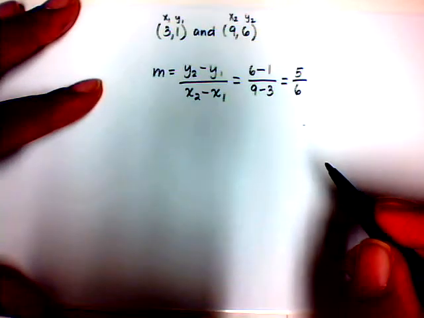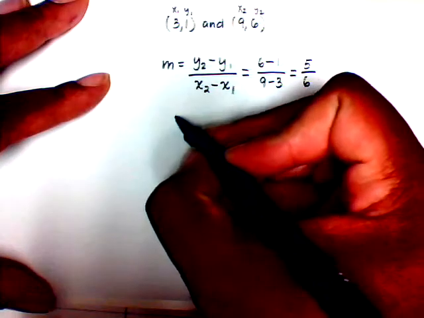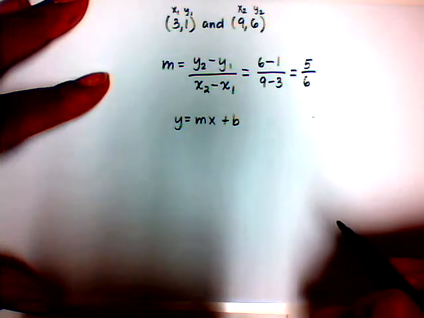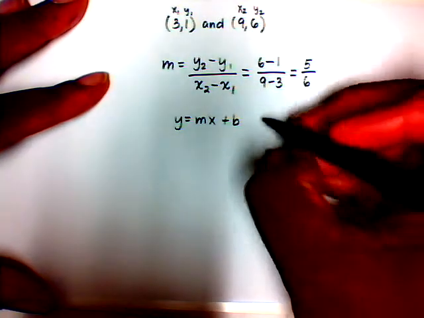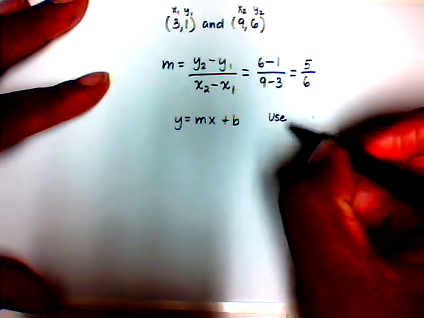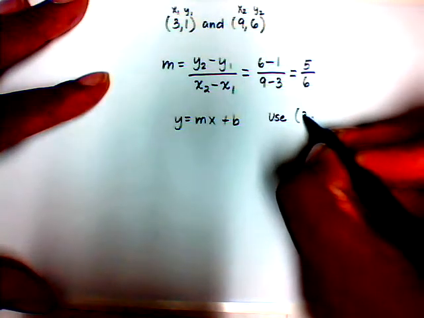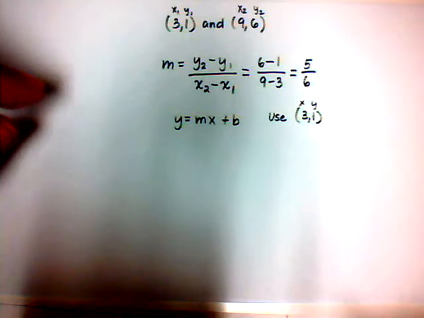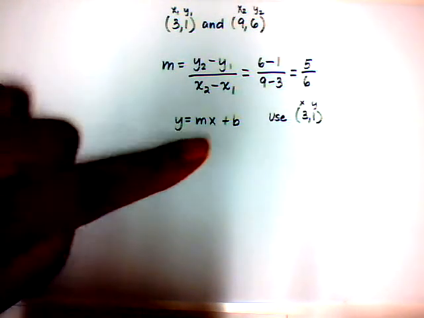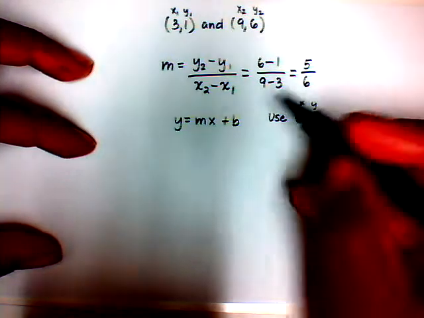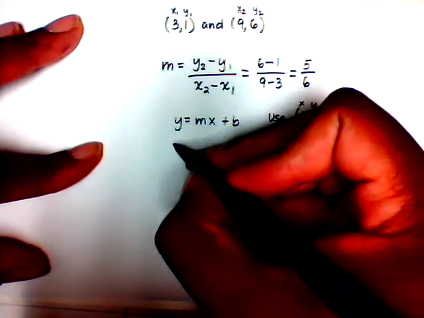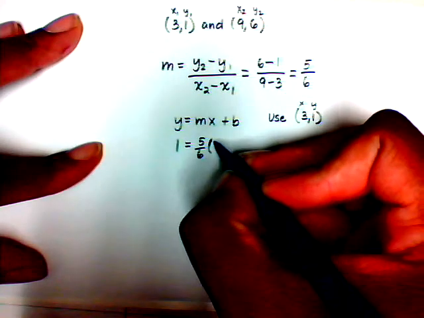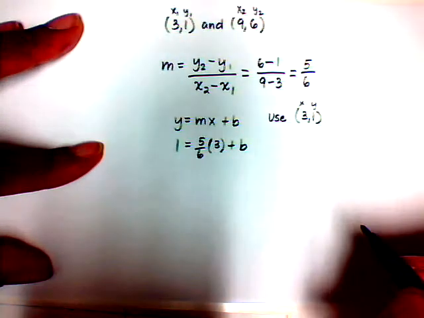Now the next thing we need is the y-intercept. Okay, slope-intercept form is y is equal to mx plus b. The slope is 5/6. I'm going to use, let's say, the first point, (3, 1), which means x is 3 and y is 1. So I'm going to substitute the x, the m, and the y in this equation to find out what b is. So here, y is going to be 1, so that's going to be 1 is equal to m, which is your slope, 5/6, times x. In this case, I'm letting x be 3, plus b.